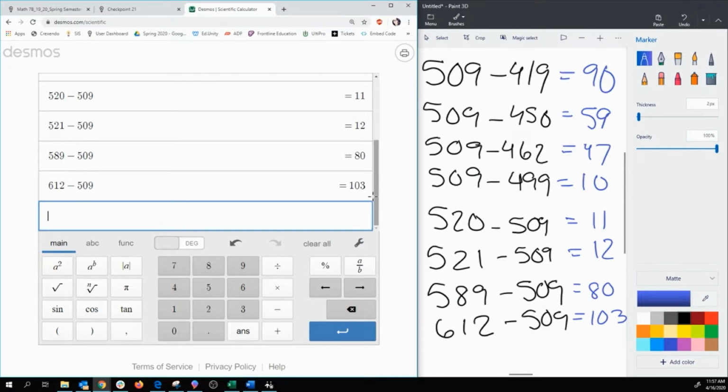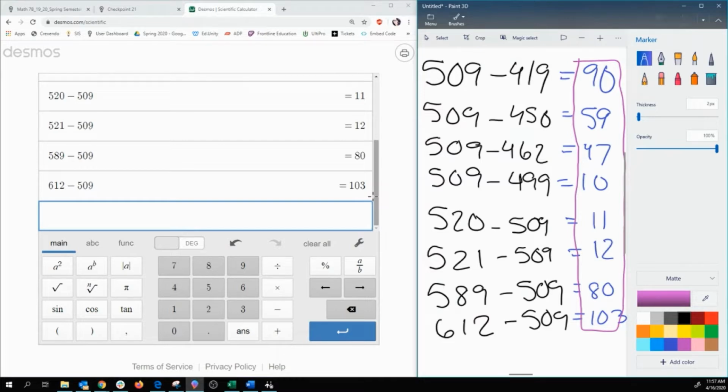Alrighty. So I have now all of my new numbers, right? This is how far each one of my data set's points is from my mean. So for our mean absolute deviation, I just need to find the average of everything I have circled here in purple, which is all of the distances.